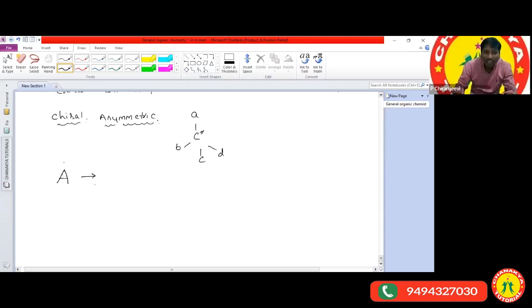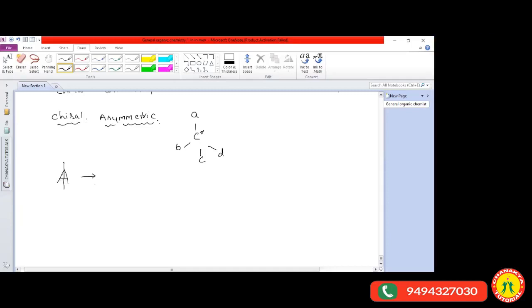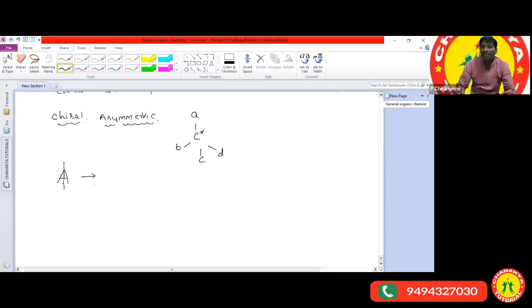Let us see how you can tell it is symmetry. If you cut in a straight manner vertically, you are getting two equal halves. So if you cut vertically and it has two equal halves, then it becomes optically inactive. It's not optically active. Capital A does not exhibit optical isomerism.